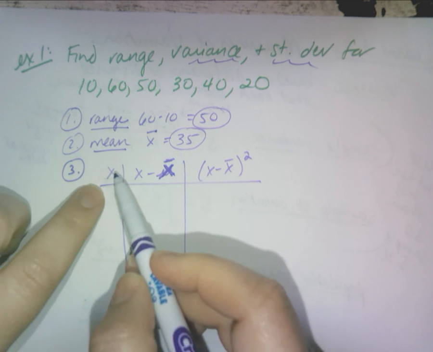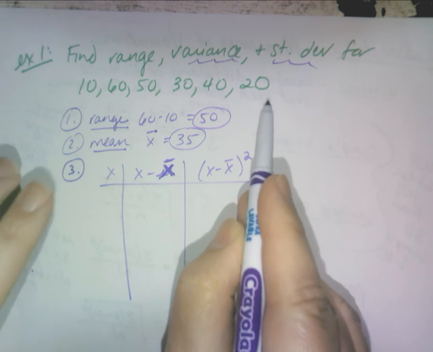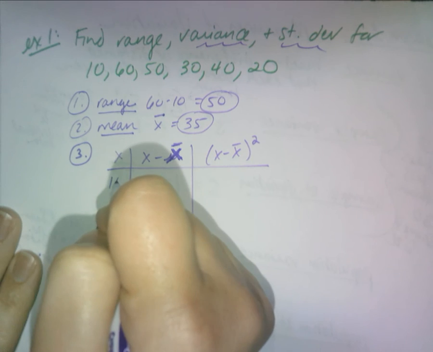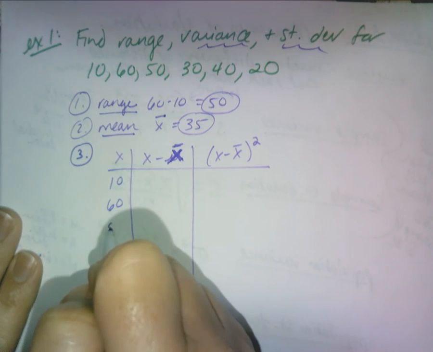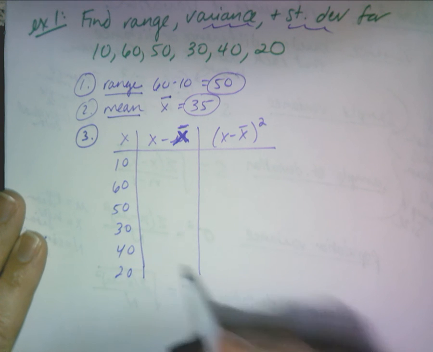So X, again, is each individual data point. So you're going to write each individual data point right here under X. 10, 60, it doesn't have to go in order. 50, 30, 40, 20.